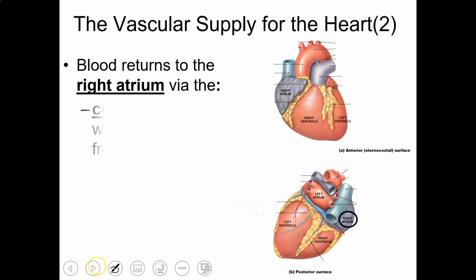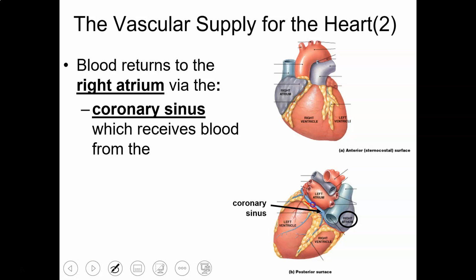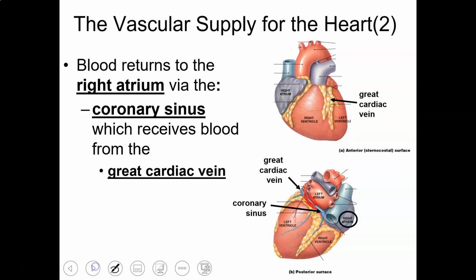Veins. Blood's going to come back to the right atrium to the coronary sinus, which you see right there. It's going to receive blood from the great cardiac vein, the big blue one in the front, and the middle cardiac vein, the big blue one in the back.